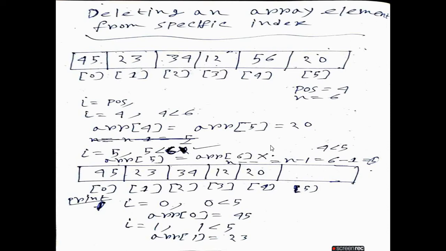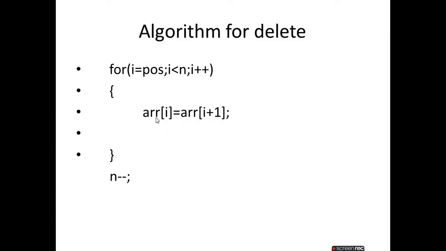Stop here. If we further increment the loop, i becomes 6 now. Is 6 less than 6? The condition is false, so the loop is stopped. It is stopped because this i value is 5 and when incremented, 5 plus 1 becomes 6. The n value is 6, and 6 is less than 6 is false.